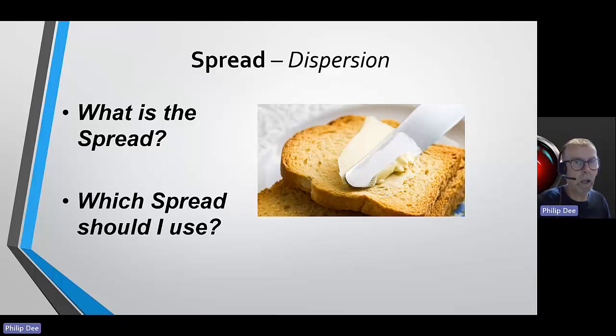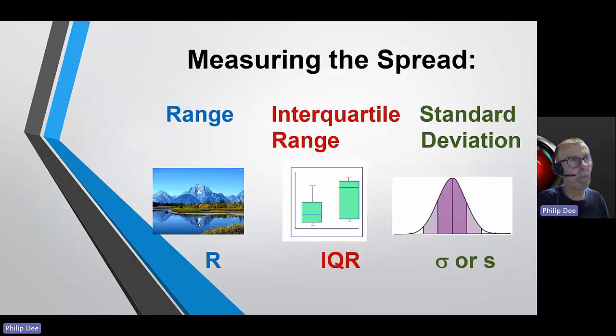Well, again, like the average, there are three common measures of the spread, which you'll probably recognize a couple of from your school days. You've got the range, the interquartile range, and the standard deviation. And again, I'm not going to go into great detail because I've done a whole video on this, which I'll put as a link below.